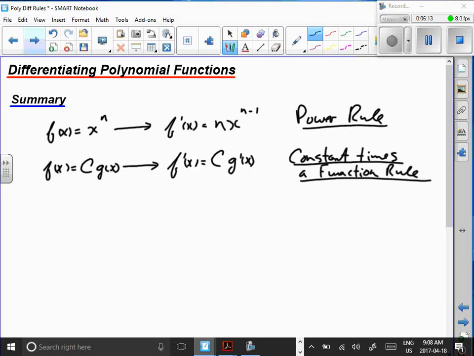Okay? And then the last one we had was, if we had h at x, for example, was equal to f at x plus g at x, then the derivative is, I'm going to say plus or minus here. Then the derivative, h prime at x, is f prime at x plus or minus g prime at x. So if we subtract here, we subtract here. If we add here, we add there.